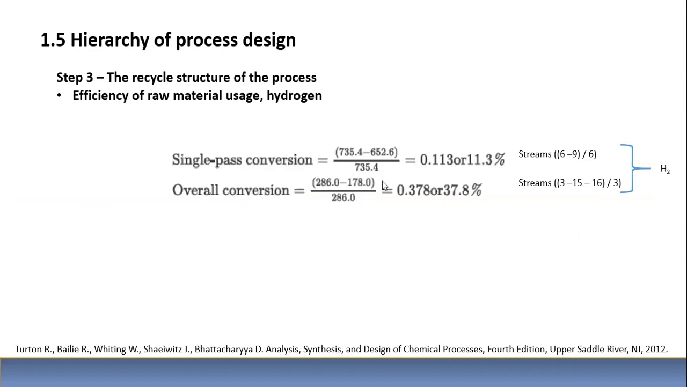In the case of hydrogen, we also have streams 6 and 9, 6 minus 9 divided by 6, around the reactor.